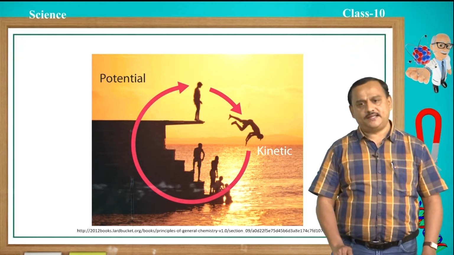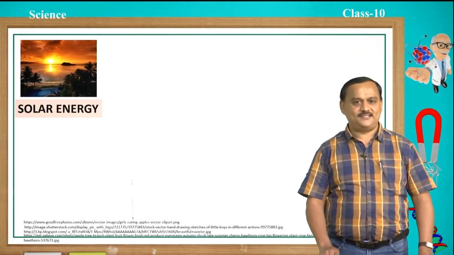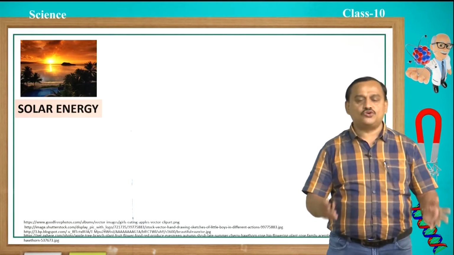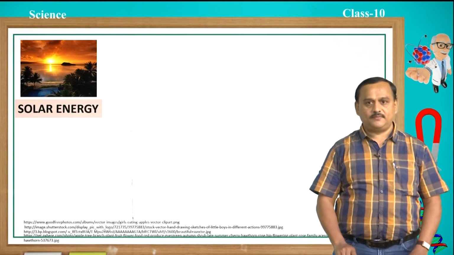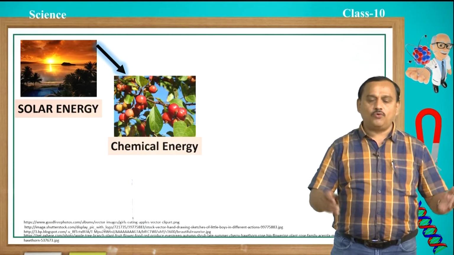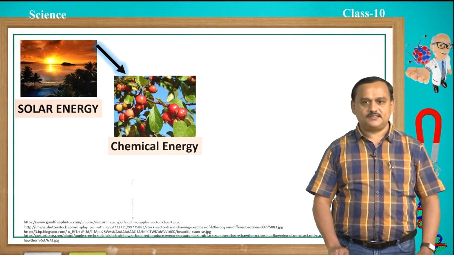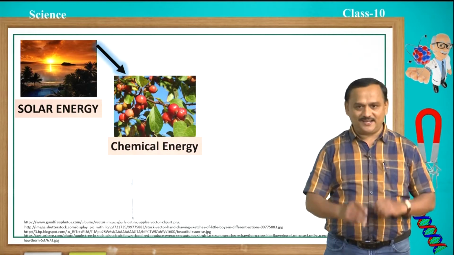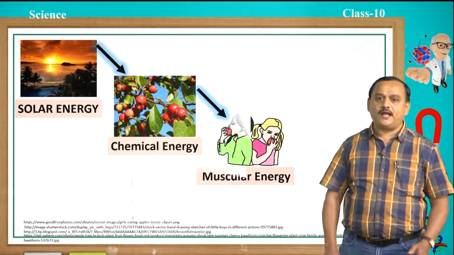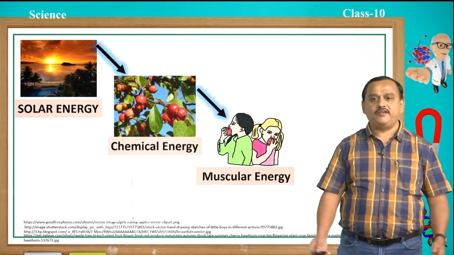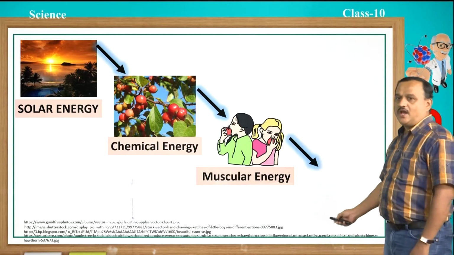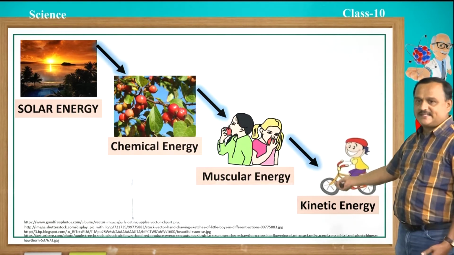Let us take another example, solar energy, which is a very well known source of energy. It is the main source of almost all forms of energy. The plants use this solar energy and prepare their own food in the process of photosynthesis. The stored food is chemical energy. We humans take this energy from the plants in the form of food, and we have our muscular energy. Using this muscular energy, we perform many activities like cycling and all.